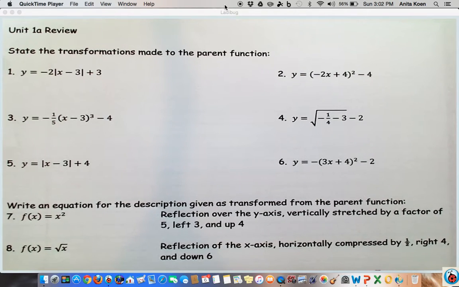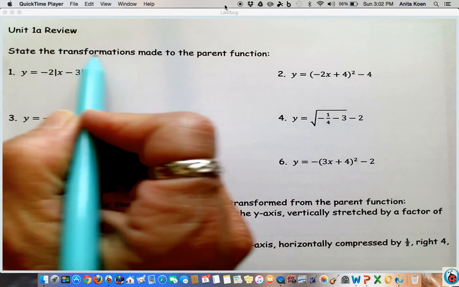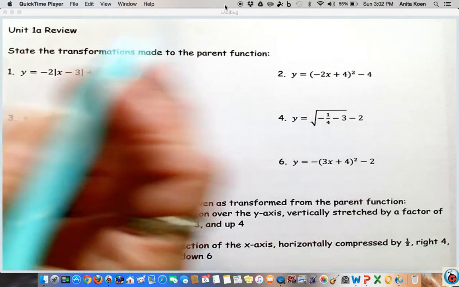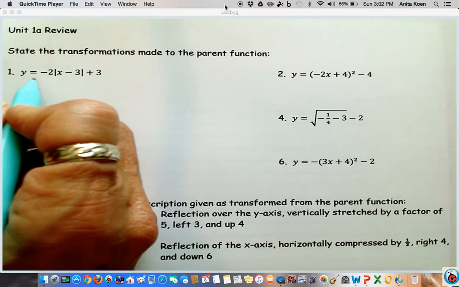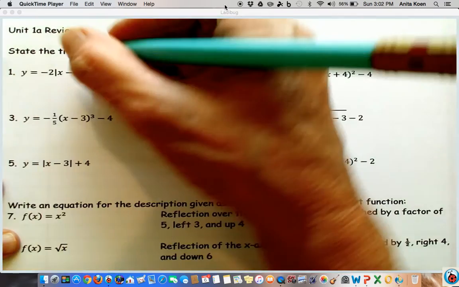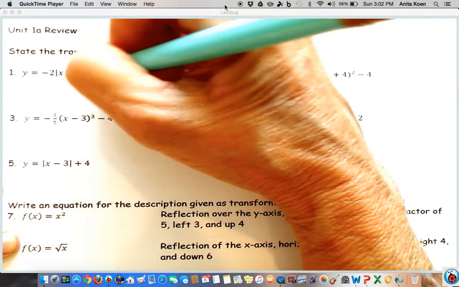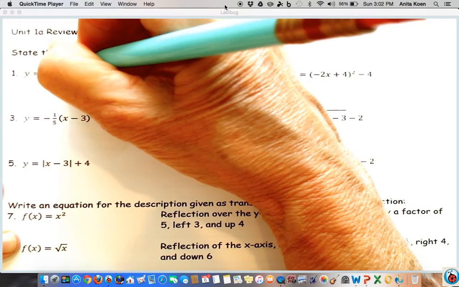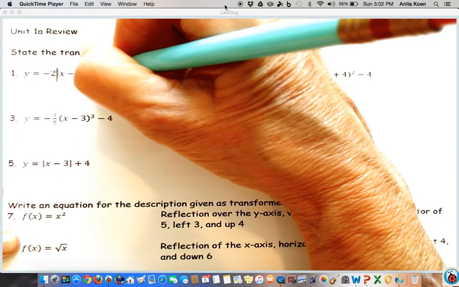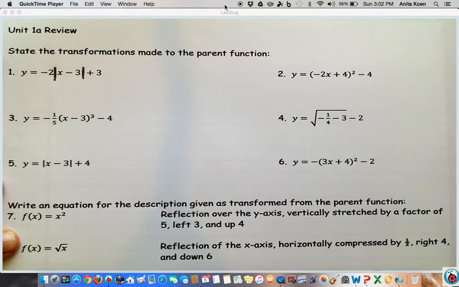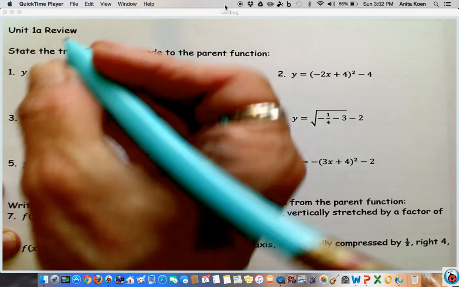All right, this afternoon we are going to look at the Unit 1A review. I'm going to do problems 1 and 2. The directions say state the transformations made to the parent function. So the first thing that we have to do is look at this function and decide where the parent function is. Here's the parent function, its absolute value. So now we're going to look at all the numbers and state the transformations.